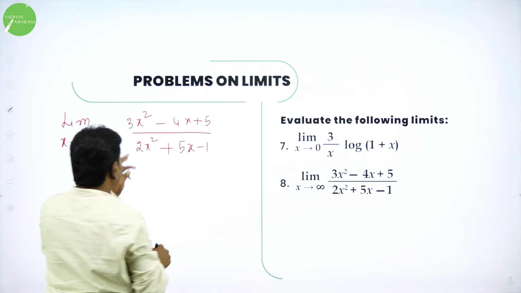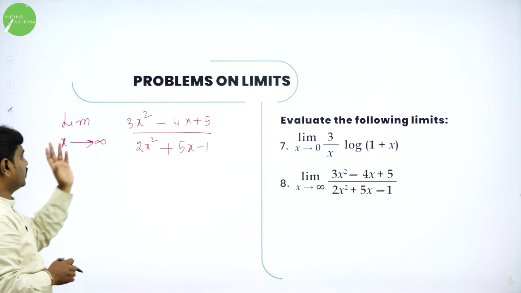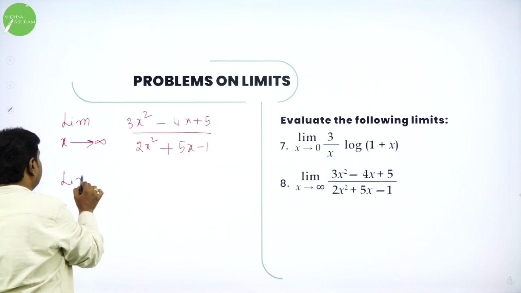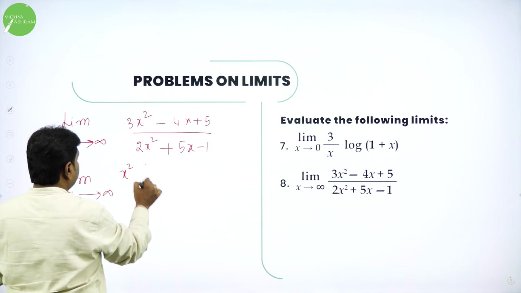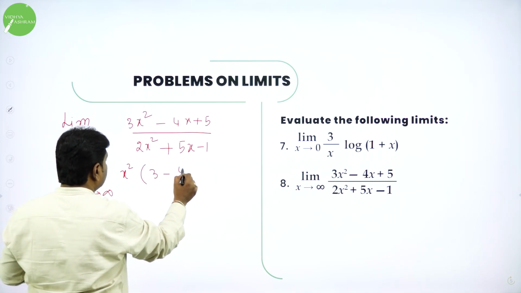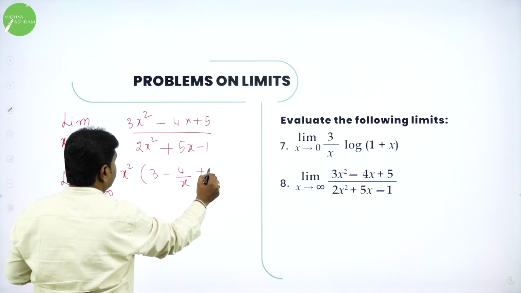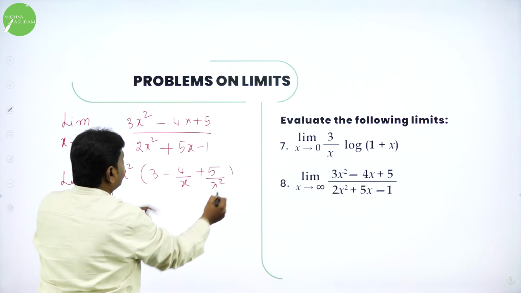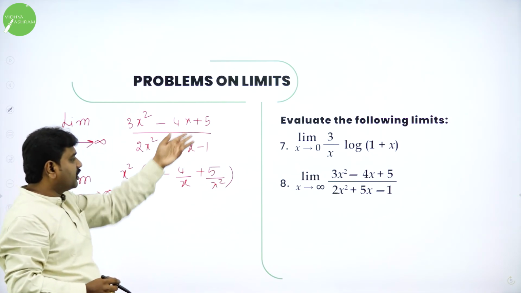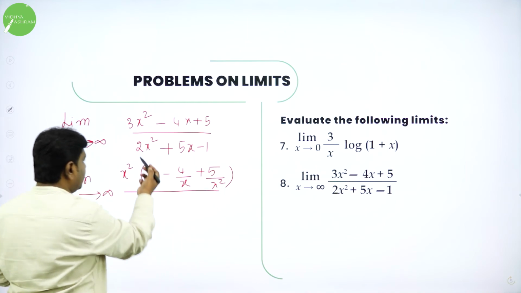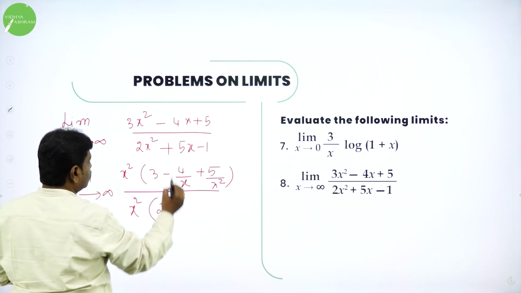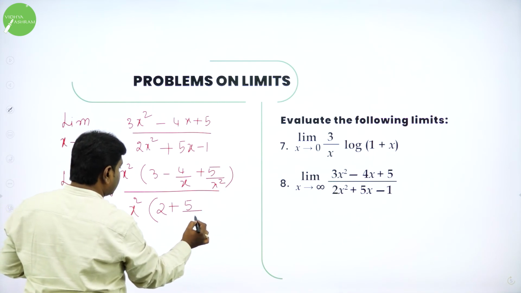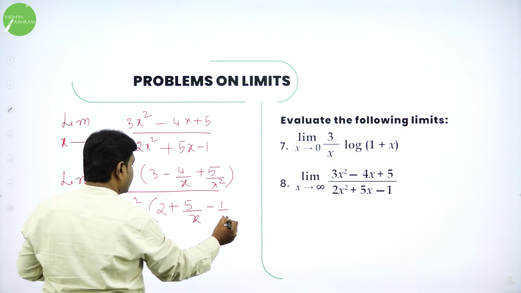So now what we'll do is, in the numerator, highest degree term we'll take out. So limit x tends to infinity, I'll take x² common. If I take x² common, I'll get 3 − 4/x + 5/x². Similarly, in the denominator also you take x² common. If you do that, this will become 2 + 5/x − 1/x².